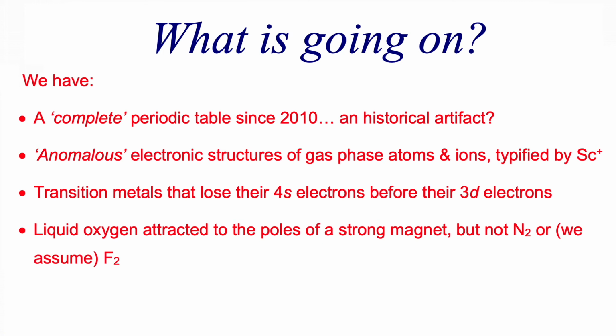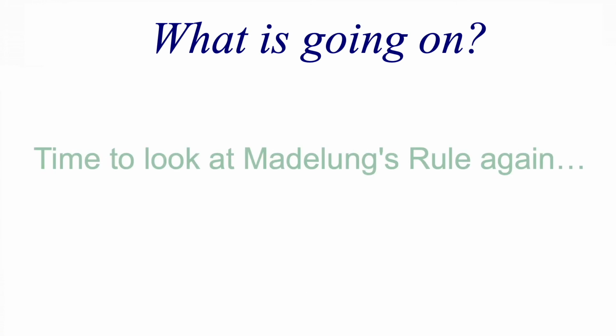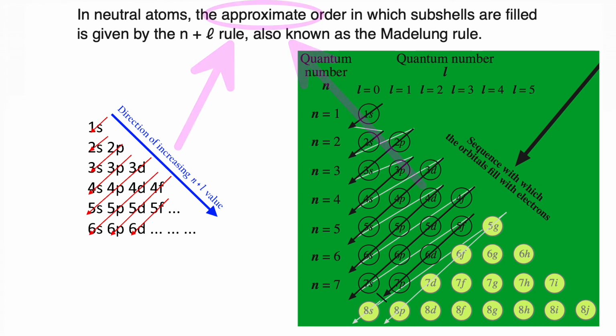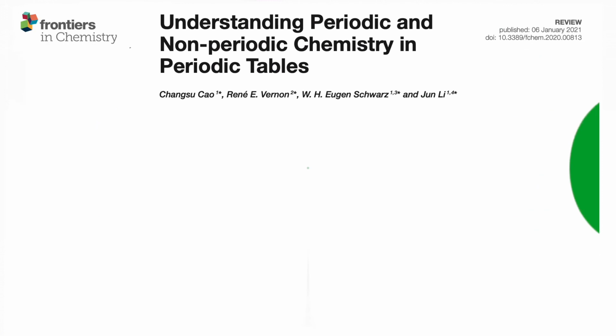Liquid oxygen is attracted to the poles of a strong magnet, but neither liquid nitrogen nor, we assume, liquid fluorine are. Many binary compounds do not have their predicted from valency structures. What is going on? Time to have a look at Madelung's rule again. In neutral atoms, the approximate order... what's that? The approximate order in which the subshells are filled is given by the n plus l rule. It transpires that this rule breaks down rather quickly.